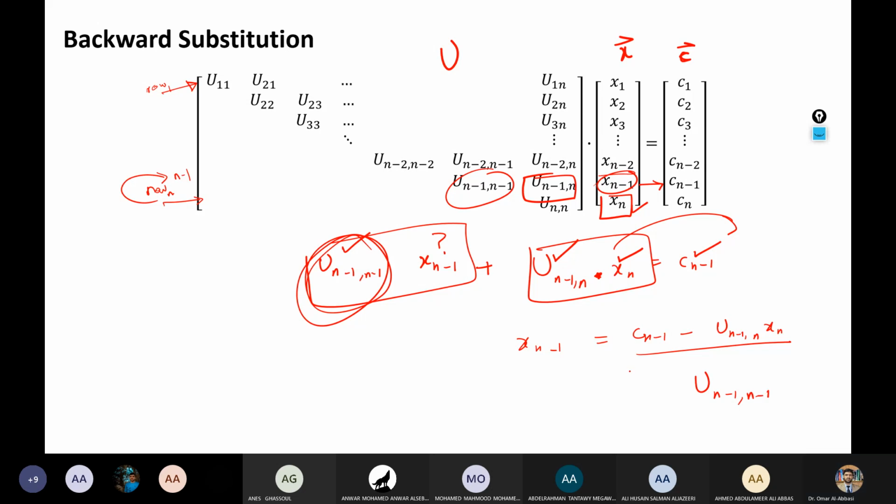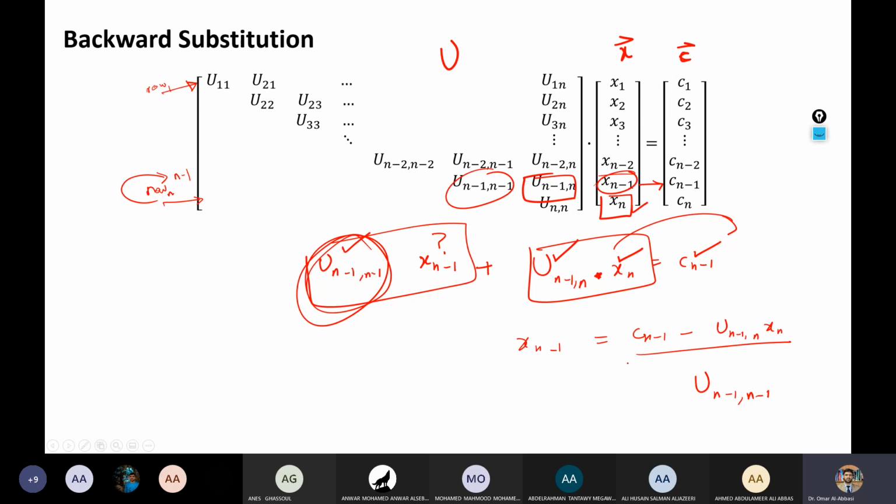Doctor, are we assuming a square matrix, where the number of columns equals the number of rows equals n? We are not assuming; this approach is for a square matrix. This approach is for the number of equations equal to the number of unknowns.